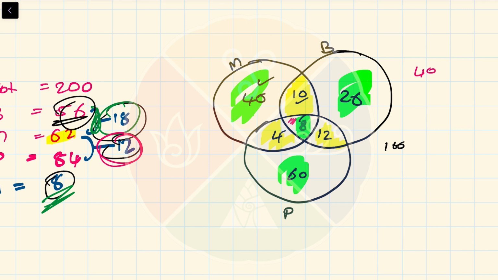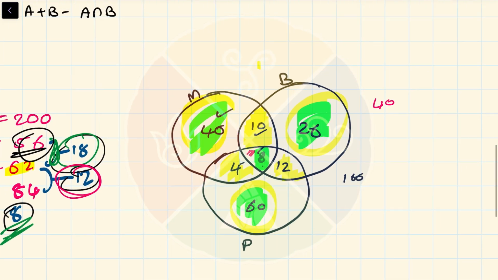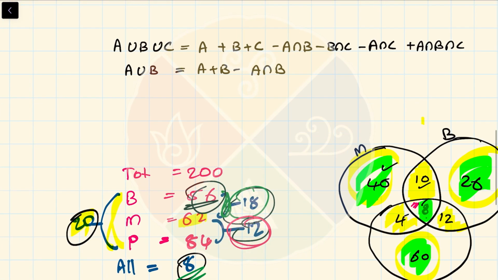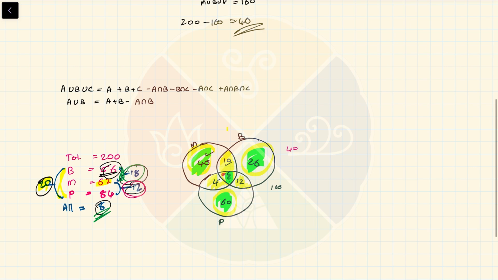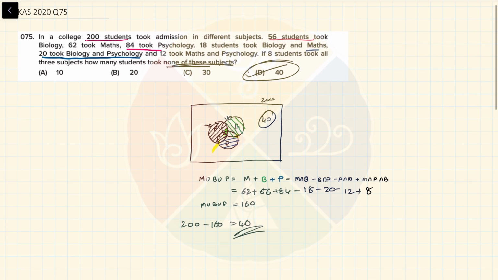Or what if the question is asking you to find the people who took only one single subject? That is this 40 plus this 26 plus this 60. 40 plus 26 plus 60 is 126. So to answer further questions, you need this figure. So that's it. You can always start from the center. That's the easiest way to solve such problems.